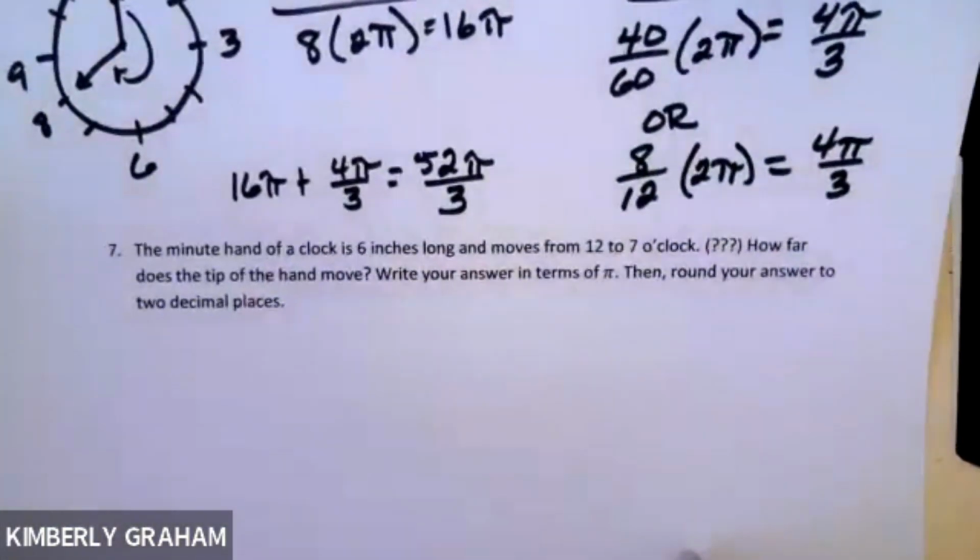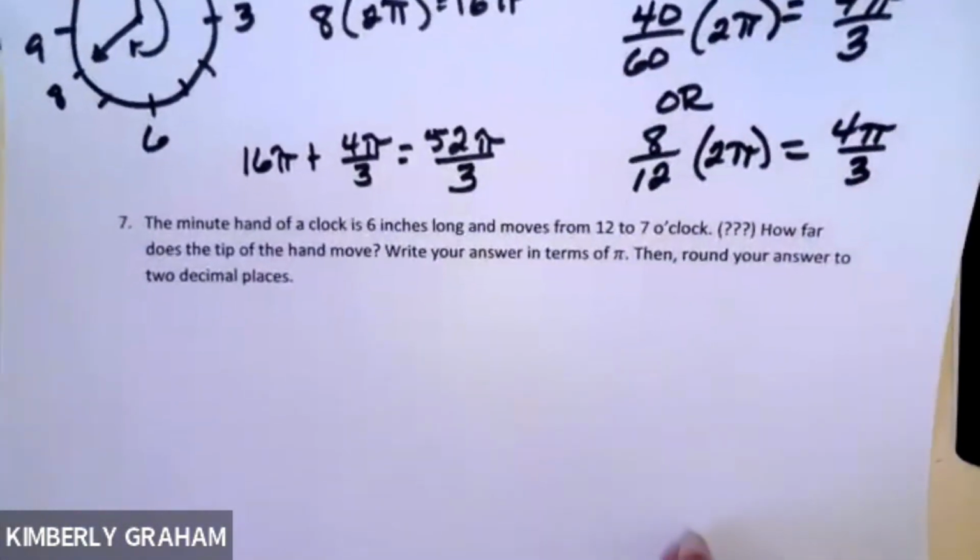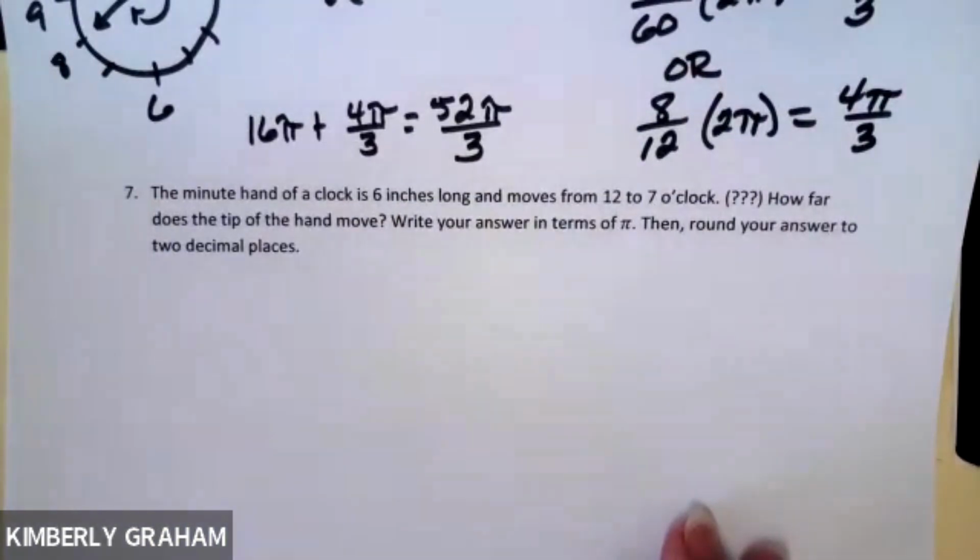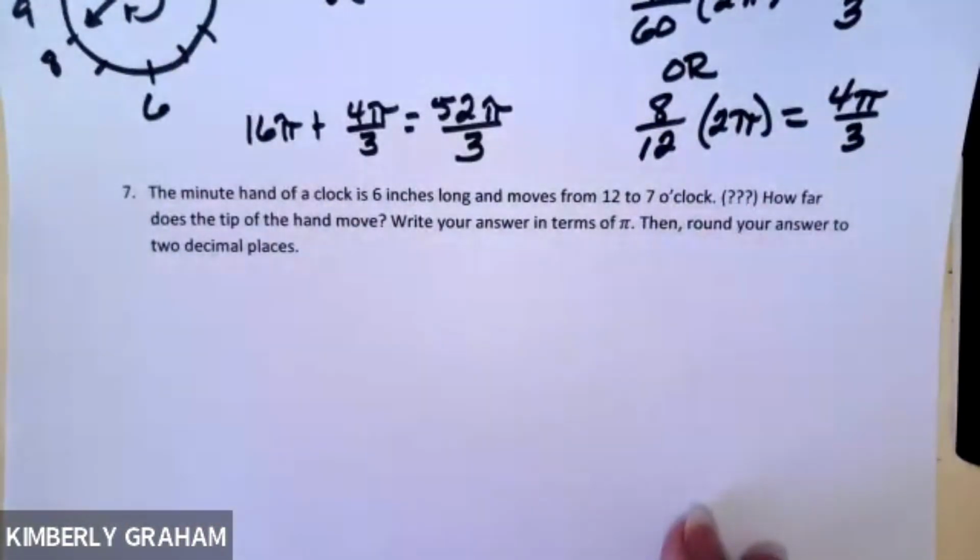Okay, problem 7. The minute hand of a clock is 6 inches long and moves from 12 to 7 o'clock. And you see I have some question marks here. I'm going to come back to that in just a second. Okay, minute hand is 6 inches long. It moves from 12 o'clock to 7 o'clock. How far does the tip of the hand move? Write your answer in terms of pi, then round your answer to 2 decimal places.